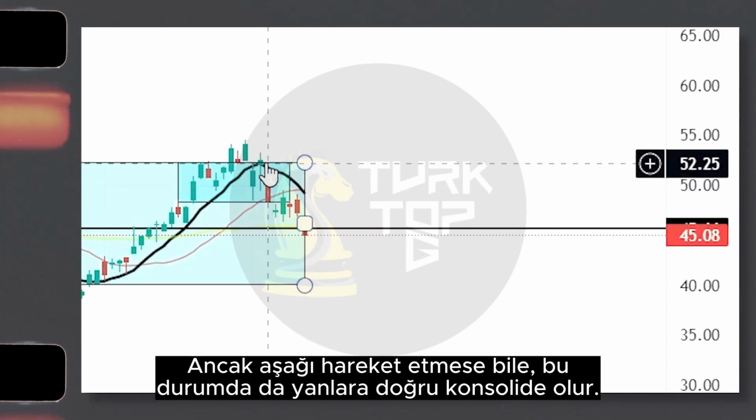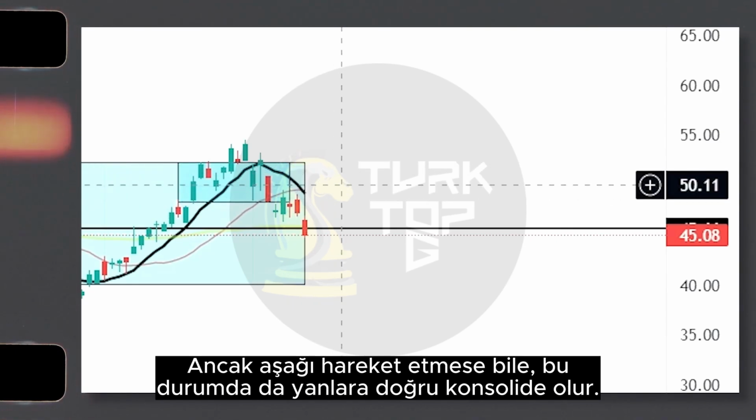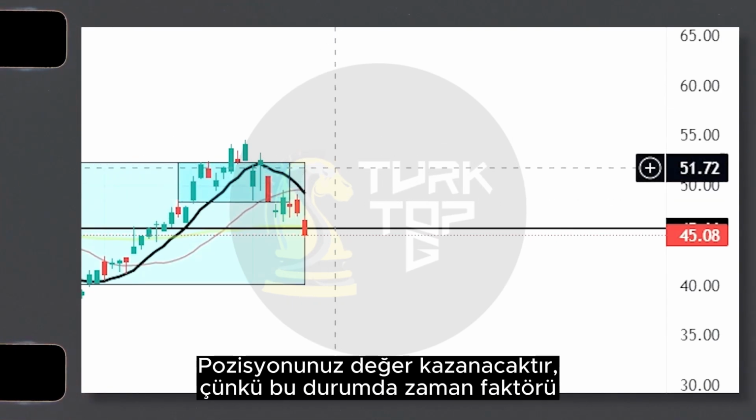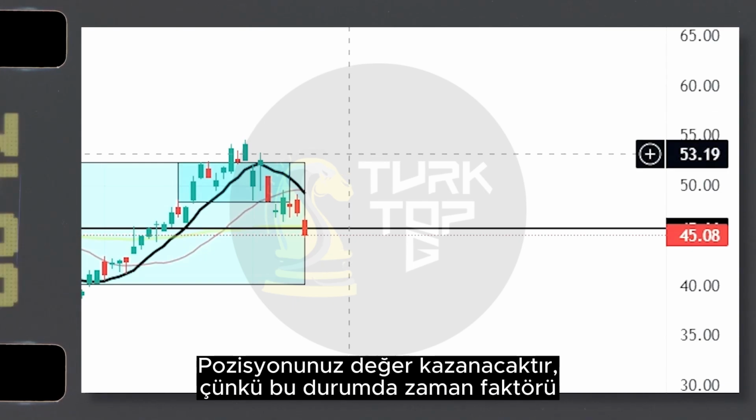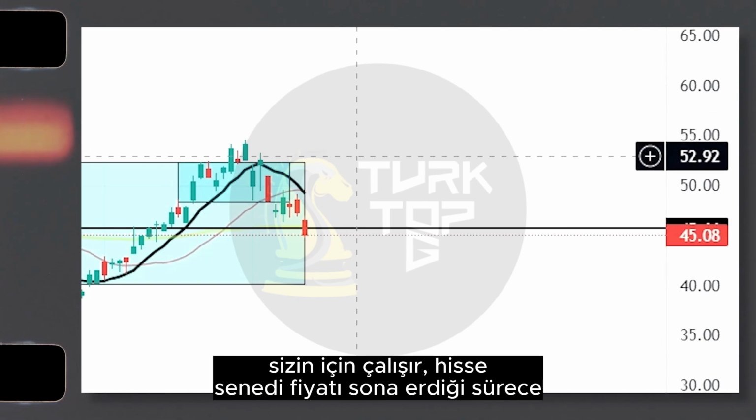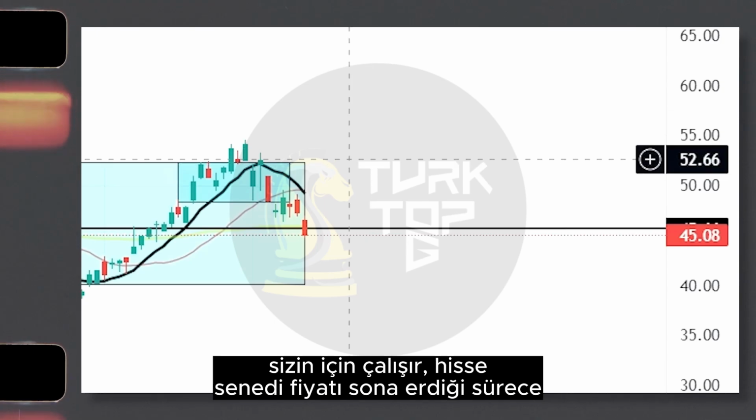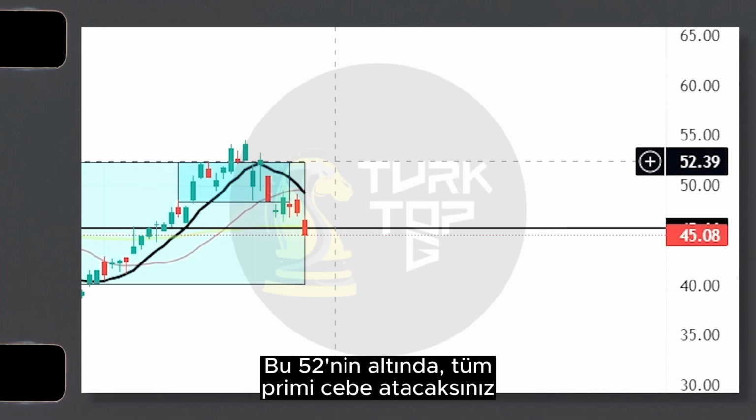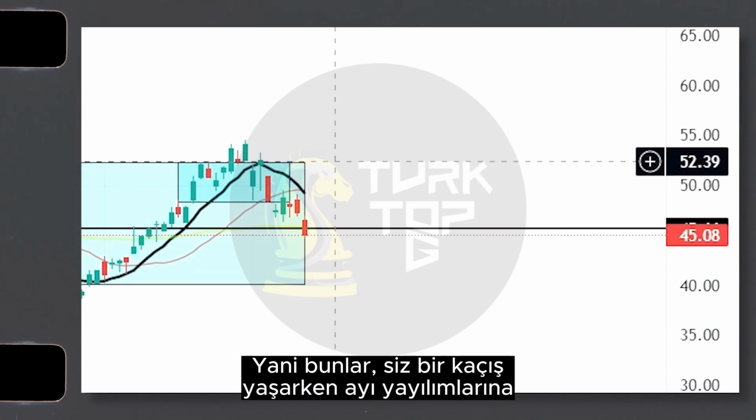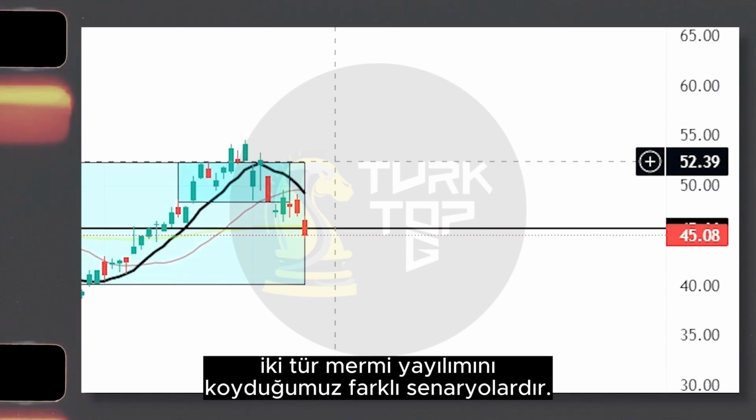But even if it doesn't move low, it just consolidates sideways. In that case too, your position will gain value because the time factor is working for you in that case. As long as the stock price on expiration is below this 52, you will pocket the entire premium. So those are the different scenarios in which we put the two kinds of bull spreads and the bear spreads.